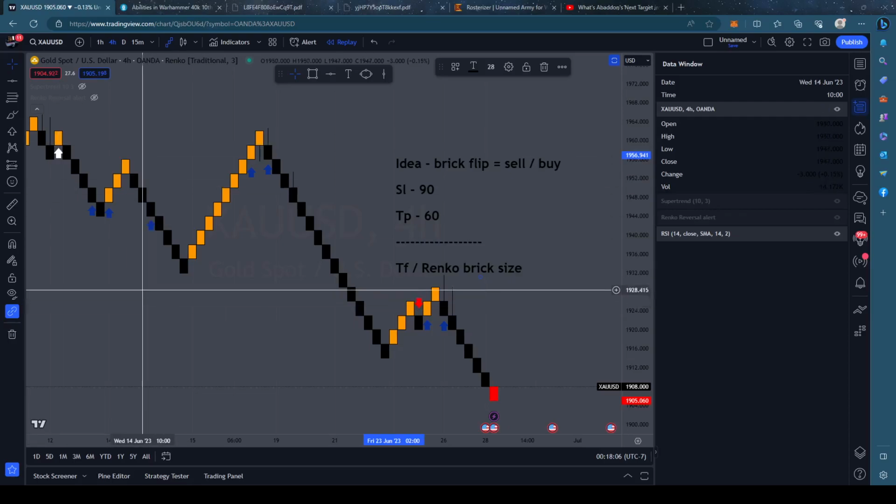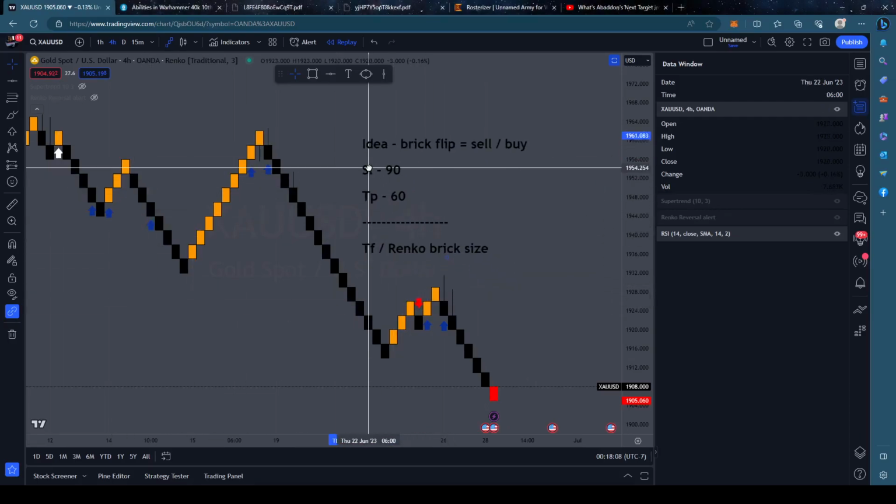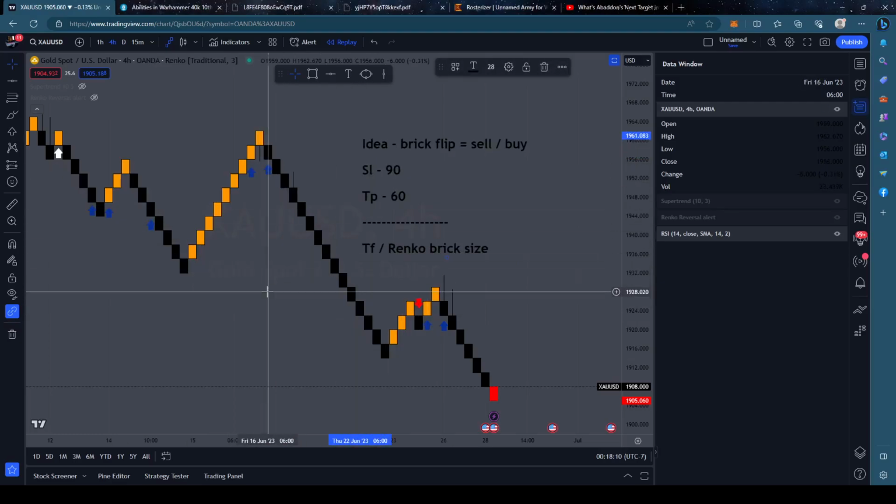But other than that, guys, that's just a quick way of how you can backtest and make your own Renko strategy. Maybe that'll be my next video, how I come up with Renko strategies. But if you want to backtest any of my actual strategies that I do post on here, that's how you do it. And that's exactly how I backtest Renko strategies.